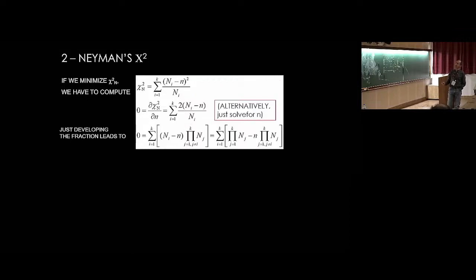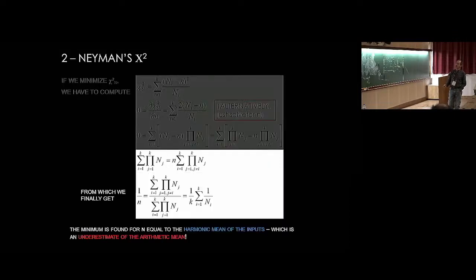bias. Neyman's chi-square, if you do the same thing, you can solve for n this expression or just do some combinatorial calculus, and you get that the minimum is found for the rate equal to the harmonic mean of the inputs. You see, 1 over n is equal to 1 over k, that is the number of beams, times the sum of 1 over ni. And this is by force an underestimate of the arithmetic mean. So it's a negatively biased estimator. Also consistent, but biased, okay?